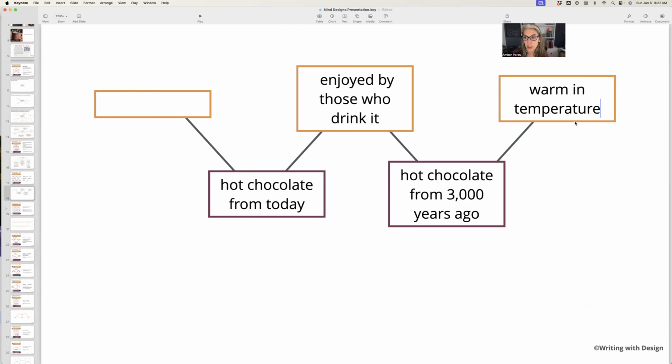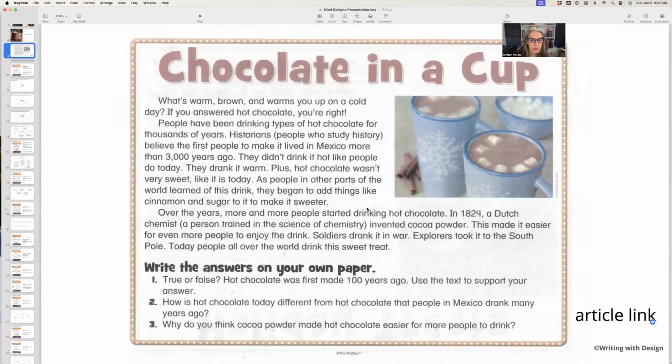So warm in temperature is a great difference to put on this design here. So they're enjoyed by those who drink it. Hot chocolate from 3,000 years ago was drank warm in temperature. Hot chocolate today is usually steaming hot, right? So this is where we do have to have some information or experience with hot chocolate to be able to tell more. There's not exactly that in here where it says that it is served super hot. It just says that it wasn't, they don't, oh, sorry, they do, sorry, here.